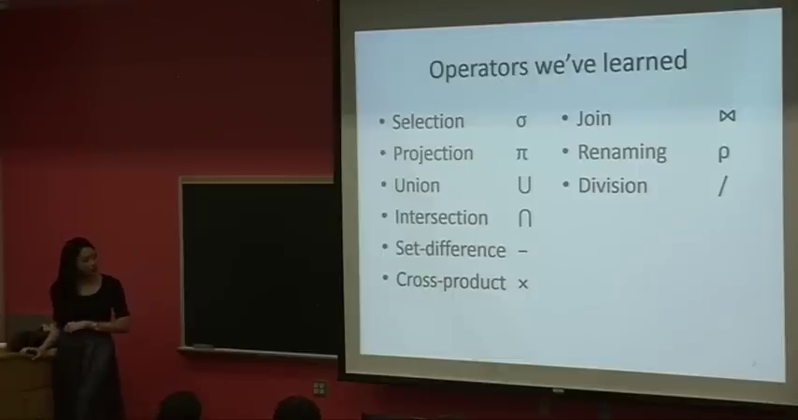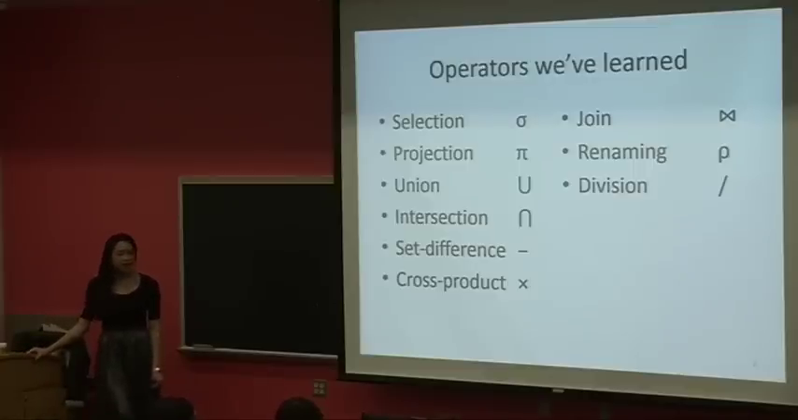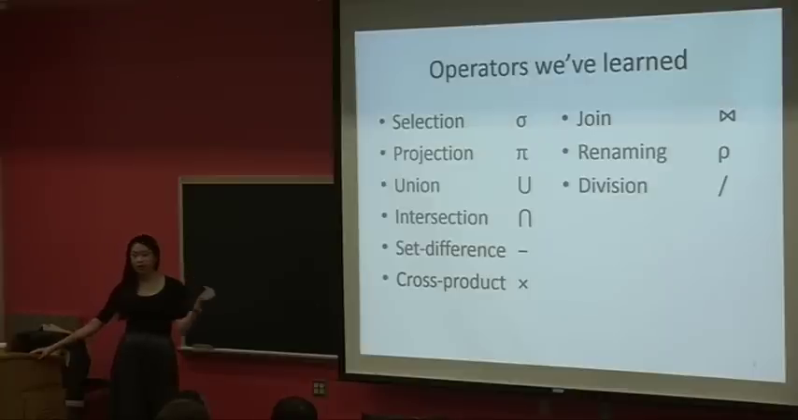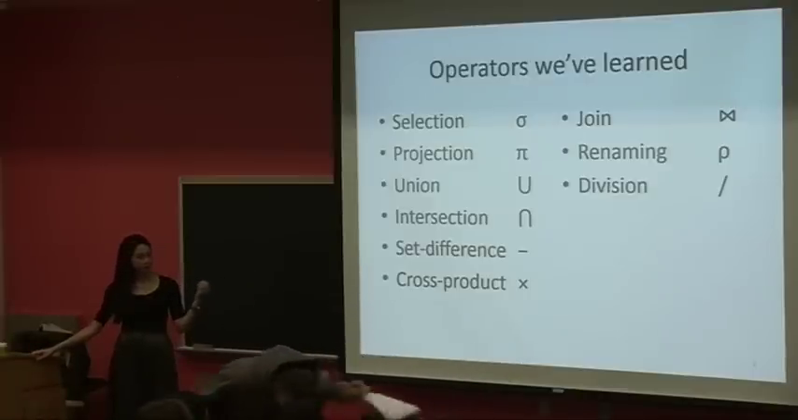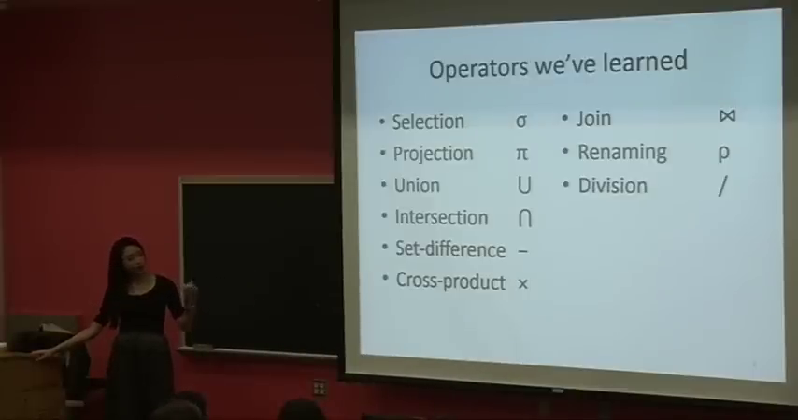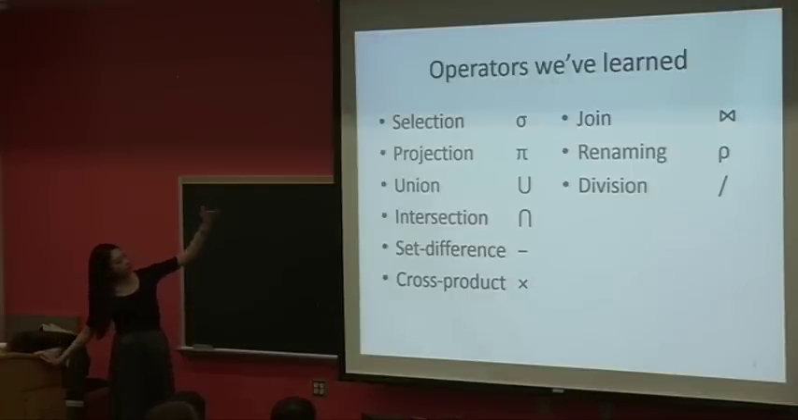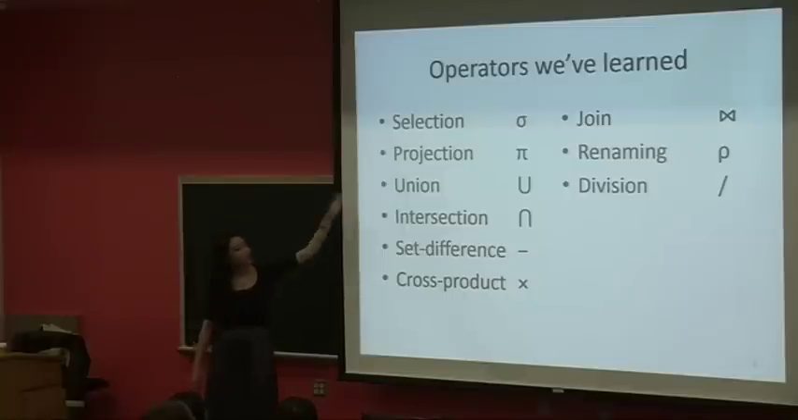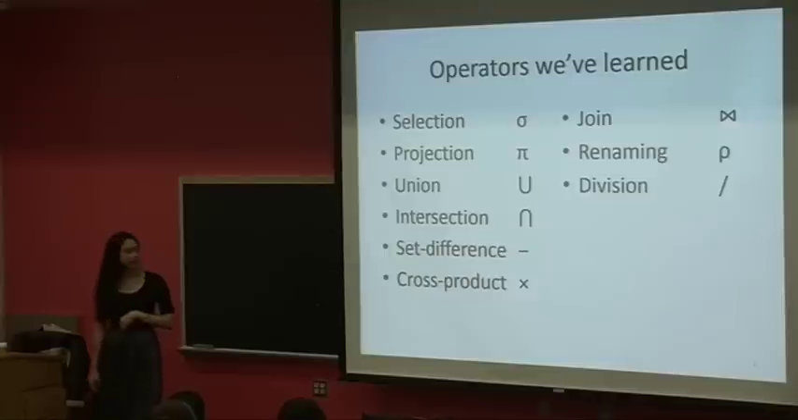For union and intersection, R and S have to be union compatible. What do we mean by union compatible? They should have the same fields, which is the same schema. Union and intersection are binary, not unary. The input and output also have the same schema. So up until here, the first four all have the same schema for input and output.